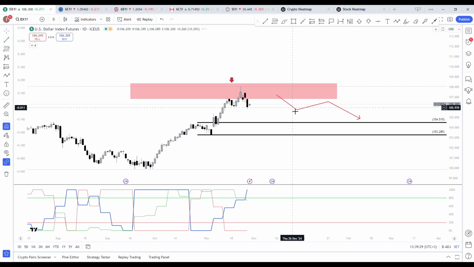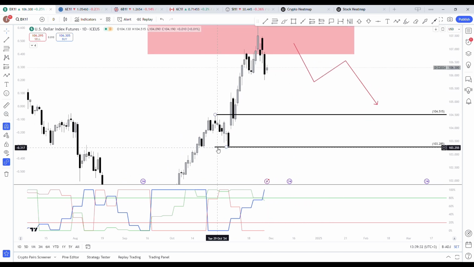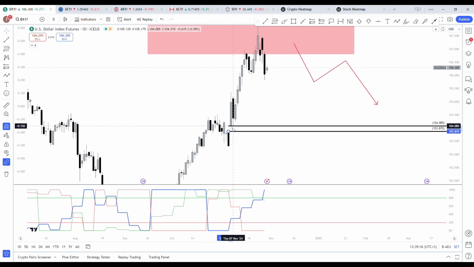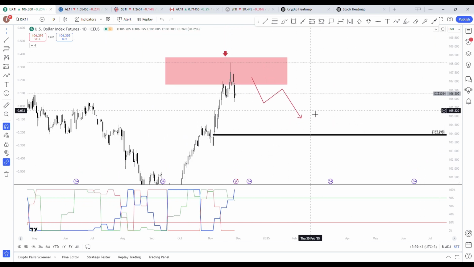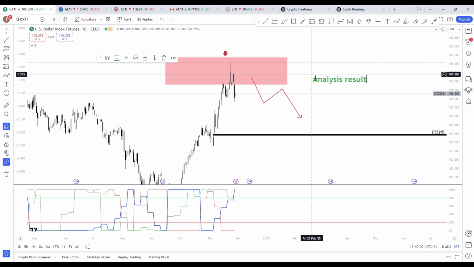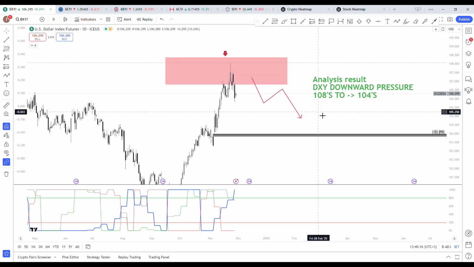If you look at the daily chart, we can clearly see this gap on daily. I can say we can fill this gap on daily. So our projection on the dollar index in the daily chart is 108s to 104s. Let's see the next product.